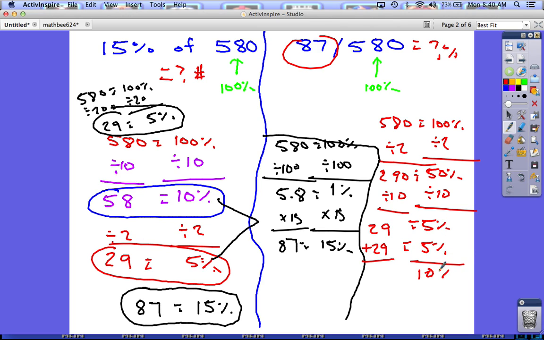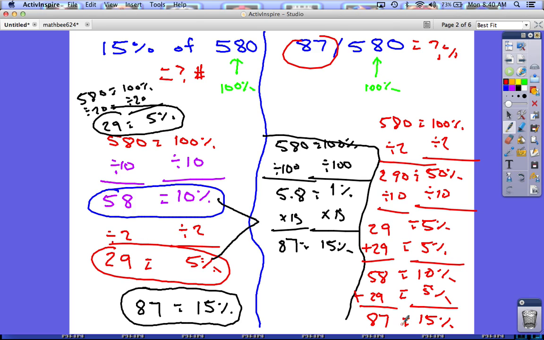Now we're at 10% equals 29 plus 29 would be 58. Maybe let's try adding another 29. Add another 29, which is like adding another 5%. That's going to be 15% equals 87.